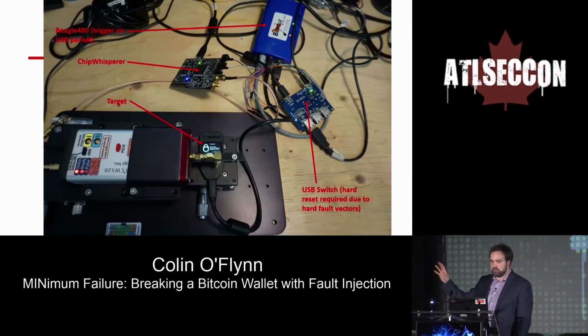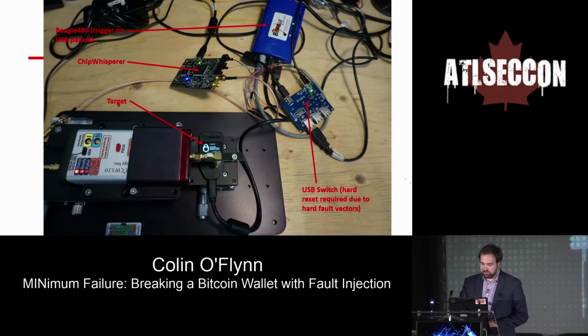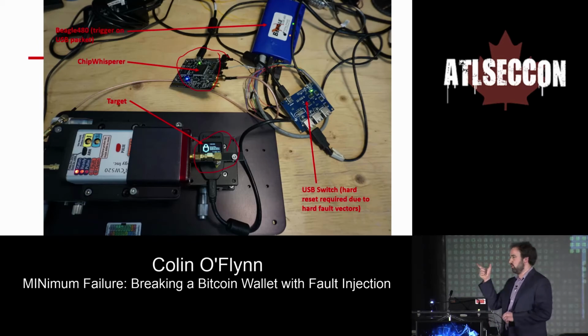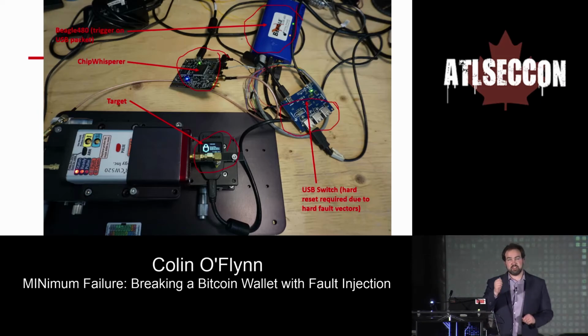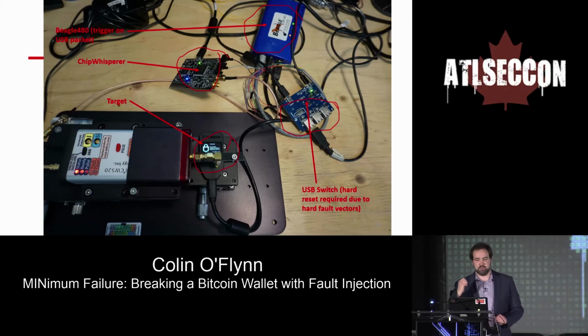So this is what the full setup looked like. You had the Trezor here. I already showed you that. This is using ChipWhisperer solely to do a trigger search. So it's solely using this to delay the trigger to insert it at the right moment in time. The Beagle 480 I mentioned, we need to use that to generate the trigger signal. And finally, there's a USB switch here. This is just used to power cycle the Trezor. When the Trezor detects fault conditions, it sort of goes into a hard loop, and you have to power cycle it to get it back to working.